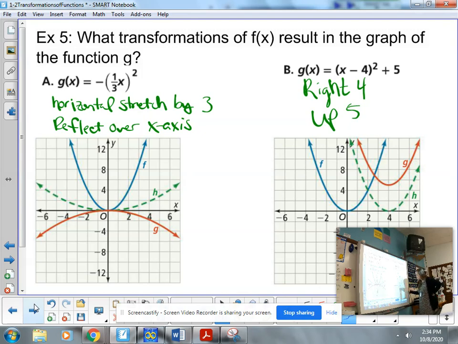And I know it looks like the red graph and the dotted green graph are different widths, but that's only because of how this graph is drawn and because the arrows end at the edge of the coordinate plane. They are actually the same width. There's just something to keep in mind with that.